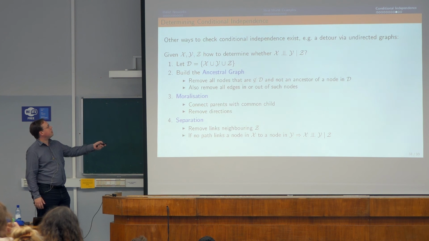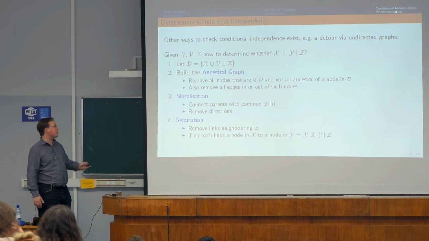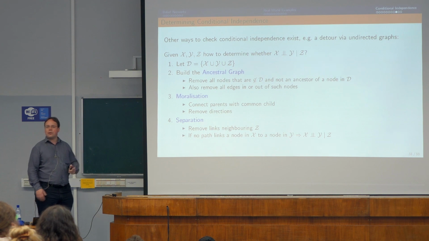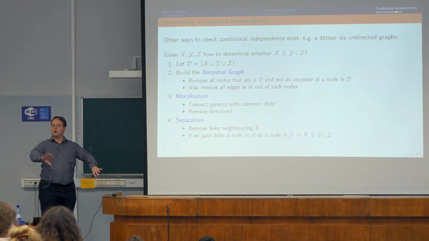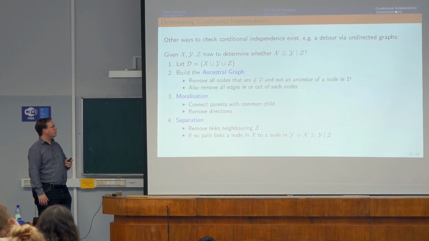And finally, you have an easier criterion. So you just remove Z, which you want to condition on, and the links that connect you to Z, and then you check if there's still any paths left from X to Y. If there are no more paths, if the stuff is two disjoint components, then they were conditionally independent. Again, something you can implement if you care about reading it off automatically.